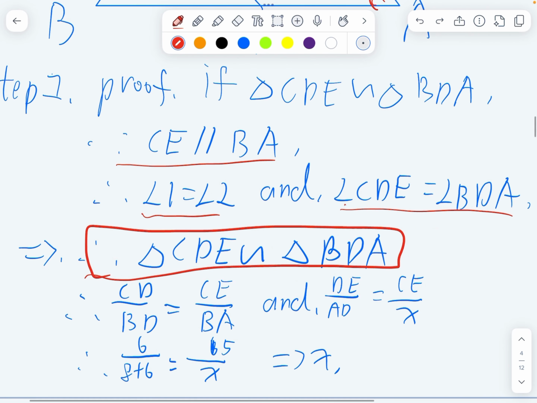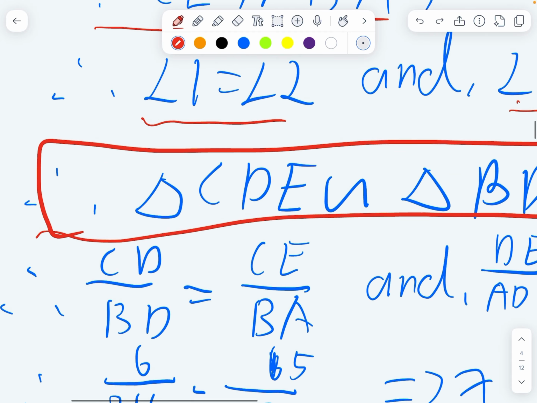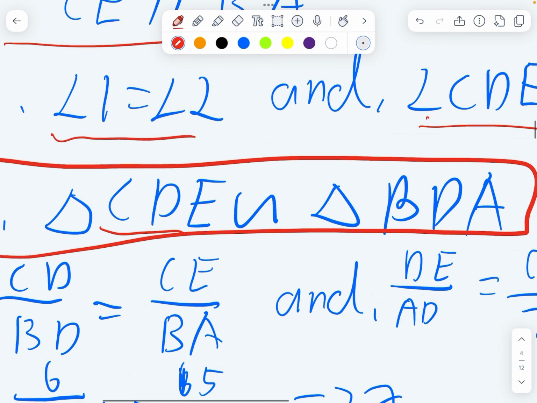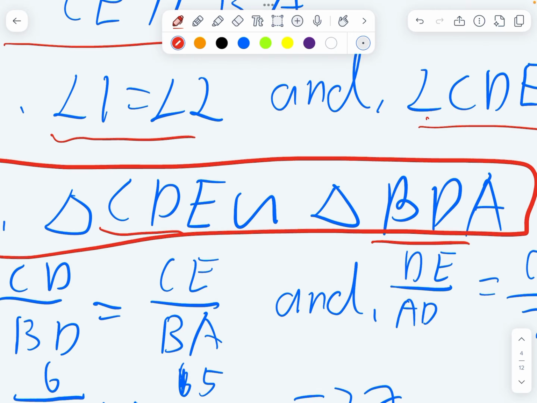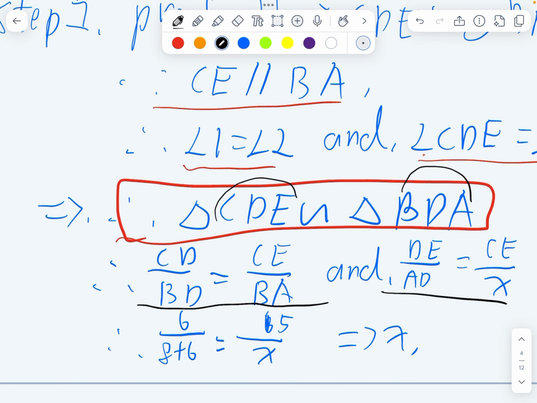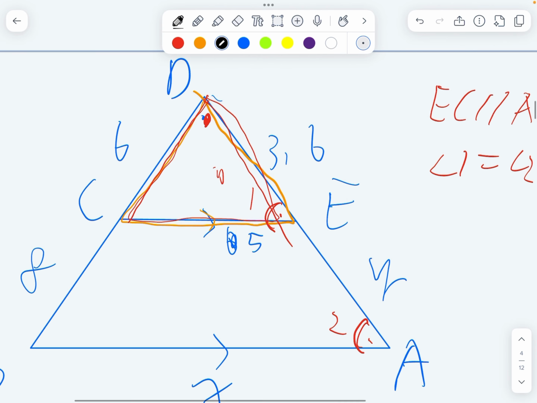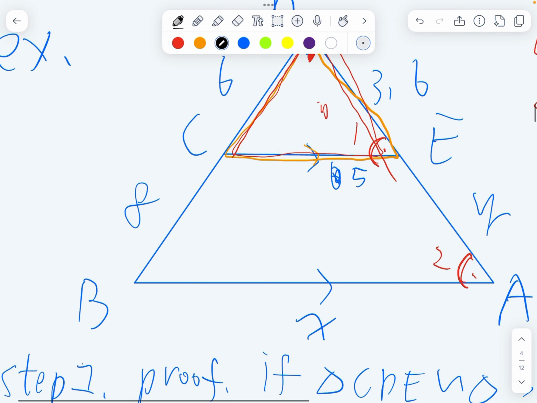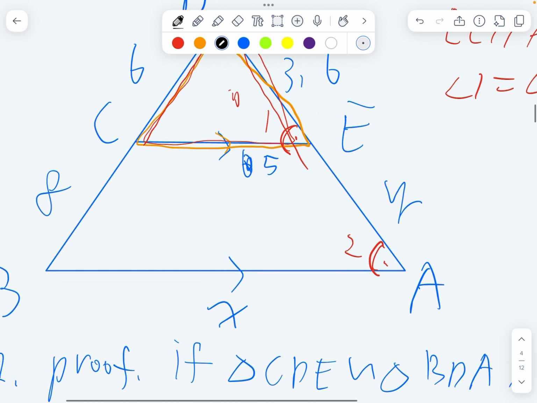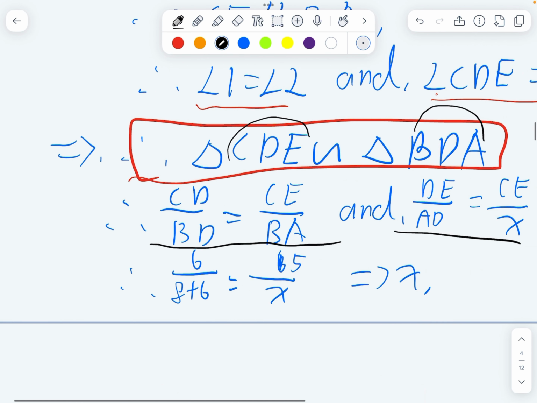So we can write the other side pairs, like CD over BD. Also we can write DE over DA, and also DE over BA. They are the same values, so they are the two pairs. Now we can get numbers here, like CD equal to 6 and CB equal to 8. And we also know that C equal to 5, so we can write that.